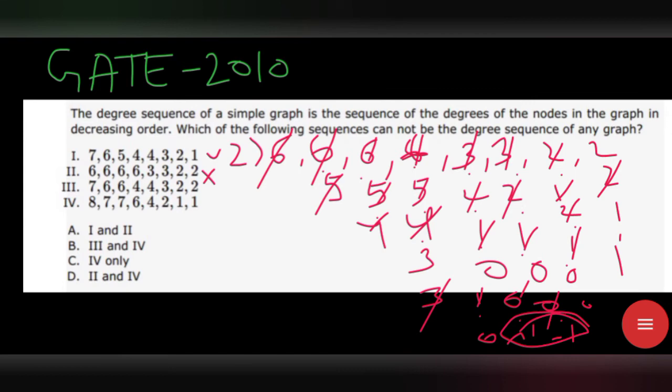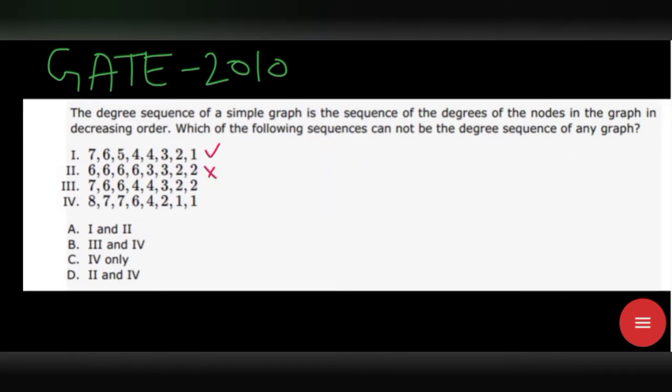Now we will look at the third option. The third one is 7, 6, 6, 4, 4, 3, 2 and 2. Okay, now firstly we will check that they are in decreasing order. Yes, they are in decreasing order. Now I will cut 7, look for 7 elements, 1, 2, 3, 4, 5, 6, 7. Okay, decrease 1 from them.